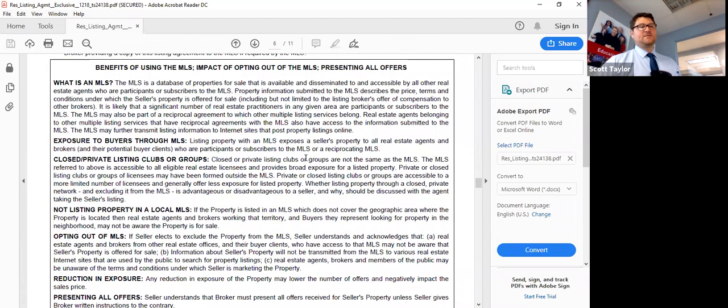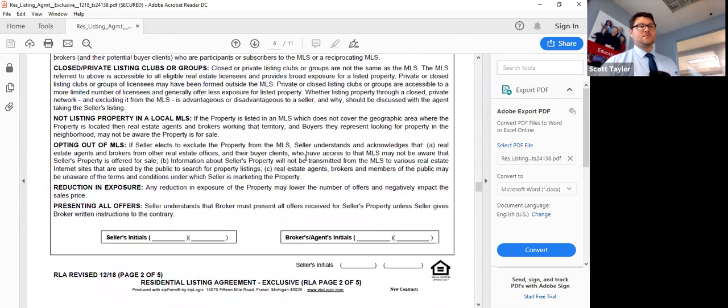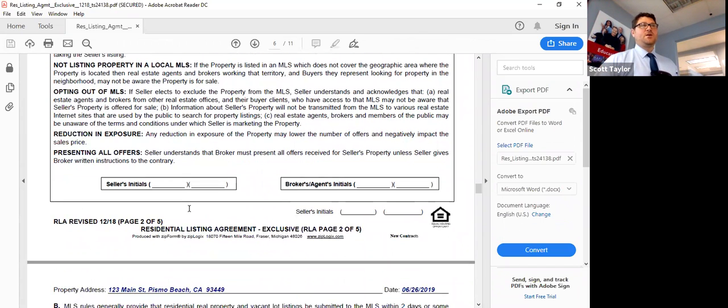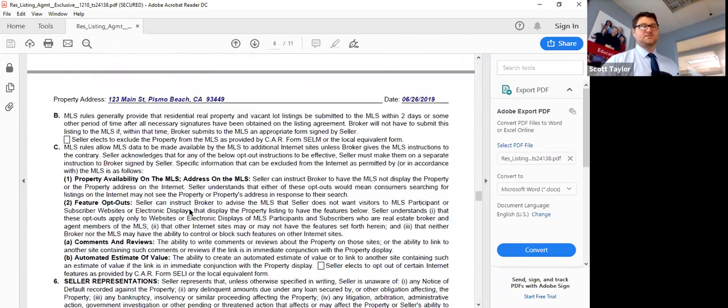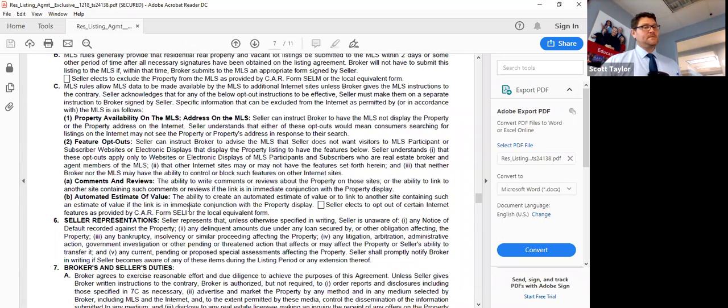If they're opting out of the MLS, we need to go through this language with them. Especially if they're going to exclude, they need to initial that they've had a chance to know that the best way to get eyeballs on property is to have it in the MLS. That's the reason why we exist, is to promote those properties and help them get it sold. There are some disclosures that we have with them about availability on the MLS, address on the MLS. So we've had a couple of times where a landowner owns like 40 or 50 acres, has some weird buildings that he's built on there without permits. And so he didn't want his address to be on the MLS.